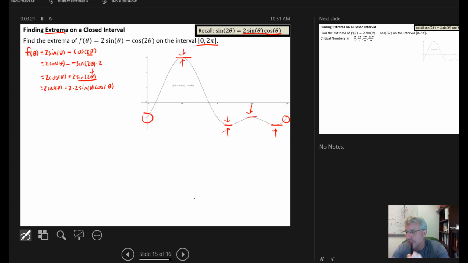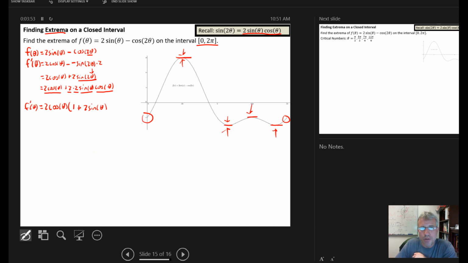Once I get the periods to match, I want to see if I can do any factoring, because I'd like to use the zero product property to find the zeros of the derivative. And actually I took the derivative, so this should say f prime right here. And so what I want to notice is that 2 times the cosine shows up in both terms. So I can factor 2 times the cosine of theta off, which will leave me 1 plus 2 times the sine function left behind. So this is my f prime of theta.